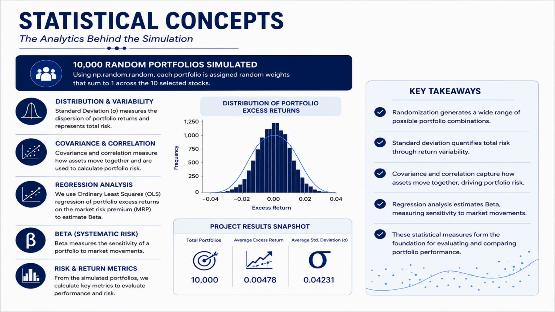Covariance and correlation were also important because they explain how securities move relative to one another. Diversification works when assets are not perfectly correlated, which helps reduce portfolio risk. Finally, regression analysis was used to estimate beta. Portfolio excess returns were regressed against the market risk premium to measure each portfolio's sensitivity to market movements. Together, these statistical tools allowed us to evaluate both total risk and market risk for every portfolio in the simulation.